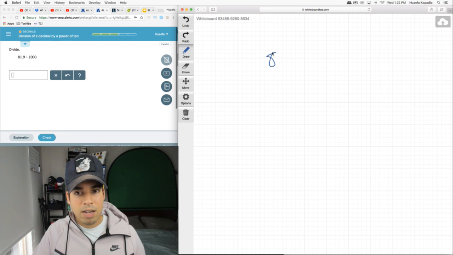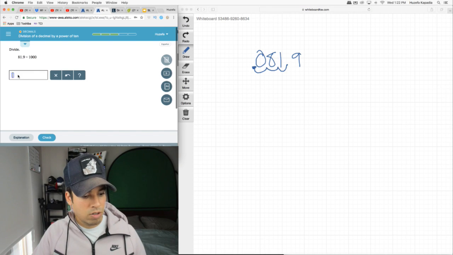Last but not least, dividing it by 1,000. So how many spaces do we move it? Well, how many zeros are there? 1, 2, 3. So again, we're dividing by 1,000, so we move the decimal to the left 3 spots. So it goes 1, 2, 3. But what happens with this empty space? Well, we got to fill it in with a 0. So our final answer is 0.0819.